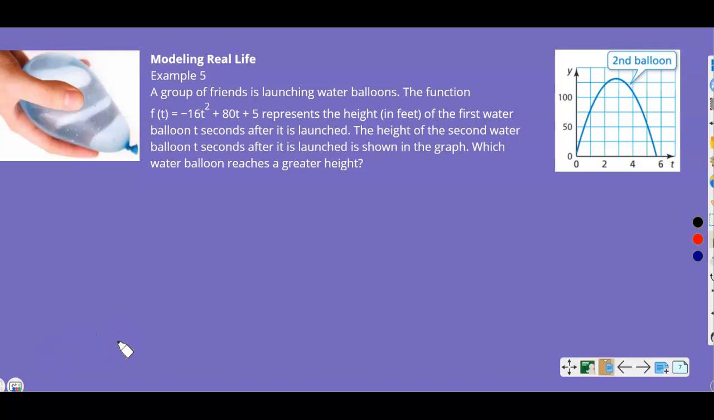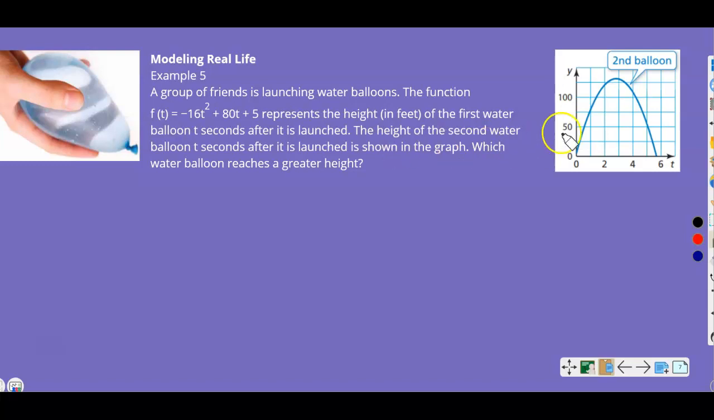All right, this is part 3 of graphing f of x equals ax squared plus bx plus c. This is the last example, example 5. A group of friends is launching water balloons. The function f of x represents the height in feet of the water balloon t seconds after it is launched. The height of the second water balloon t seconds after it is launched is shown in the graph. Which water balloon reaches a greater height?